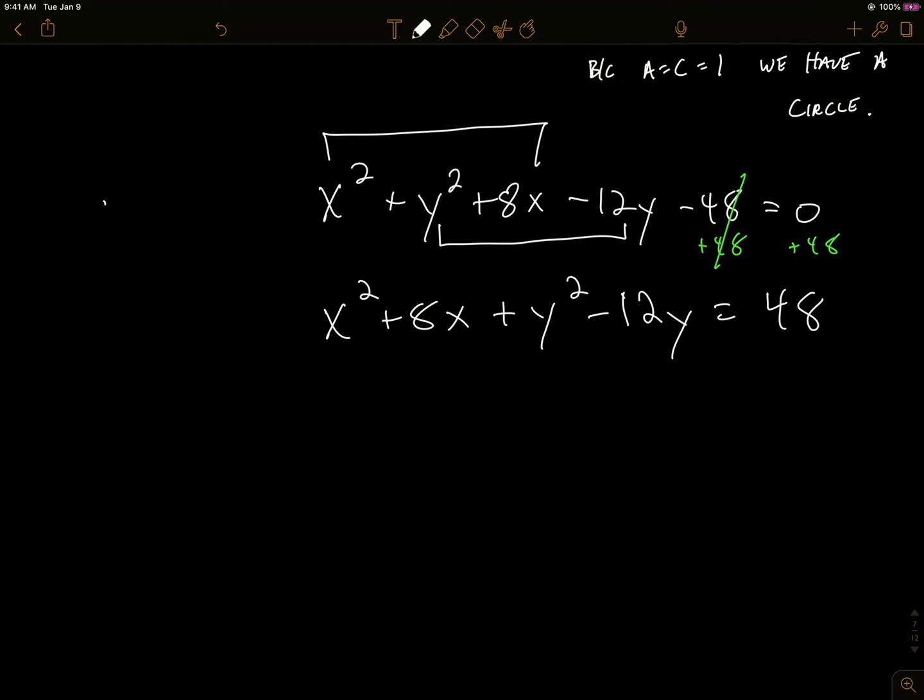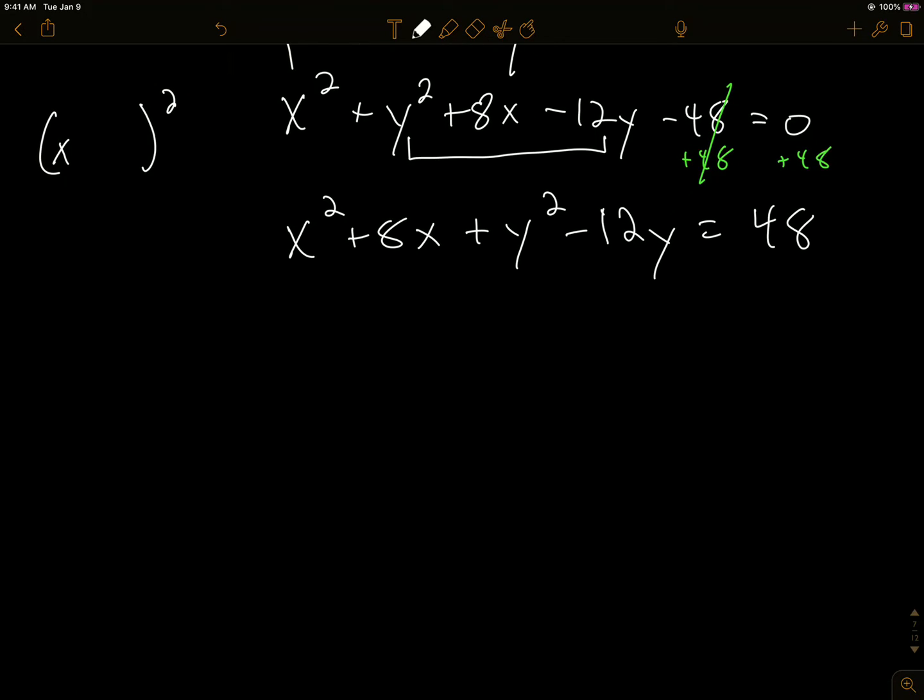I want to turn it into this form where it's like a perfect square, x minus something squared, and then same thing with the y's. So I'm going to kind of group these and say x squared plus 8x plus, I can add some number to make it a perfect square trinomial. So if we remember how to do that, you take the b term, 8 on the side, divide by 2, and square it. 8 divided by 2 is 4. 4 squared is 16. So I just added 16 to make a perfect square here with my x's.